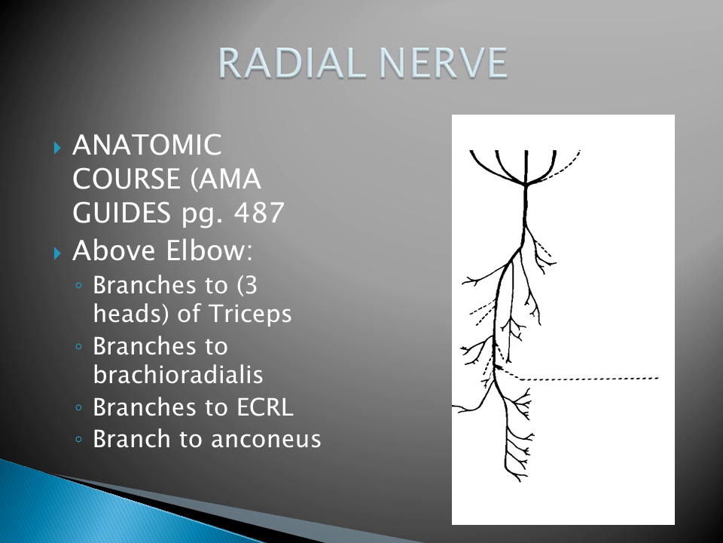There are branches to the 3 heads of the tricep muscles. Those come off the radial nerve approximately at the upper to mid shaft of the humerus. Slightly lower down, there's motor branches to the brachioradialis muscles. Still slightly lower down, still are branches to both the extensor carpi radialis longus, and then finally a branch to the anconeus muscle.